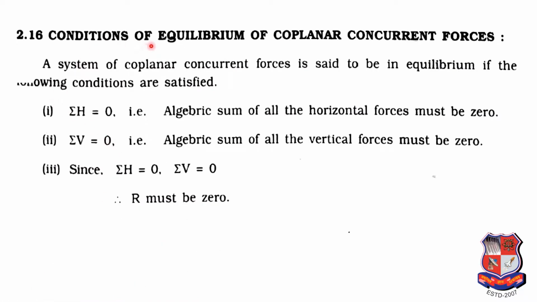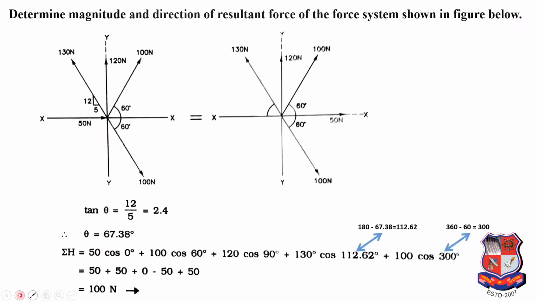Now, if we go for the condition of equilibrium of coplanar concurrent forces, a system of coplanar concurrent forces is said to be in equilibrium if the following conditions are satisfied. So what are the conditions? Summation of H is equal to 0, means the algebraic sum of all the horizontal forces must be 0. Same way, sigma V is equal to 0, means the algebraic sum of all the vertical forces must be 0. Therefore, sigma H is equal to 0 and sigma V is equal to 0, and resultant R must be 0.